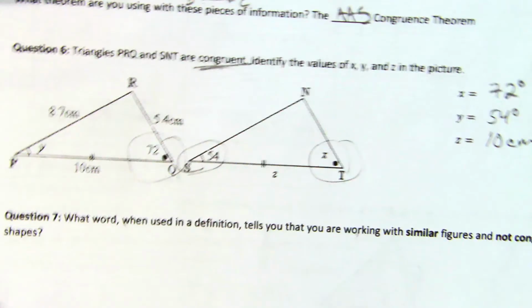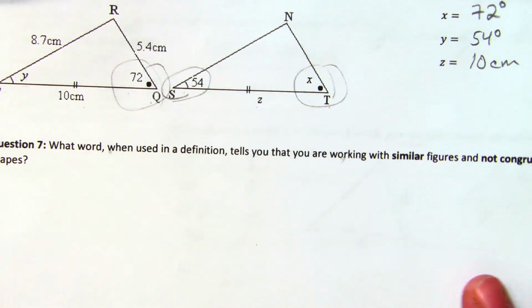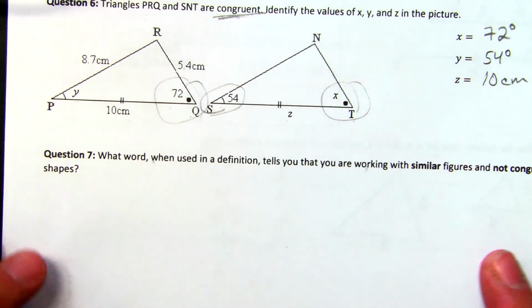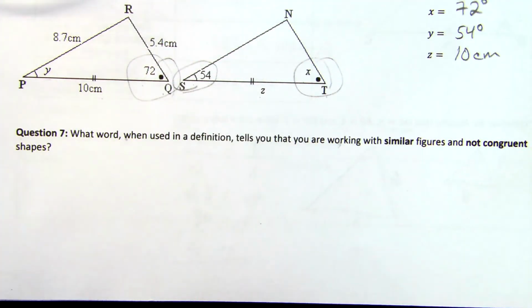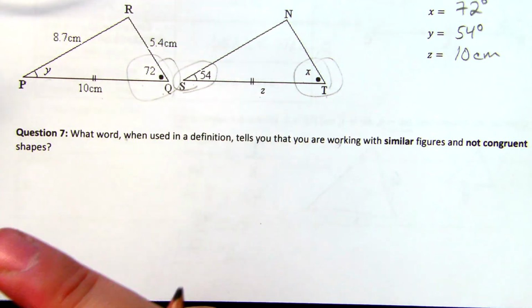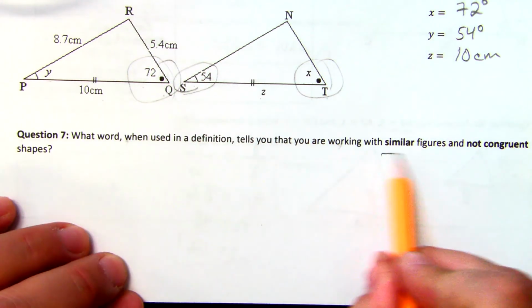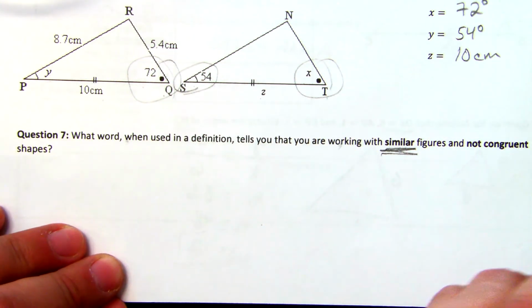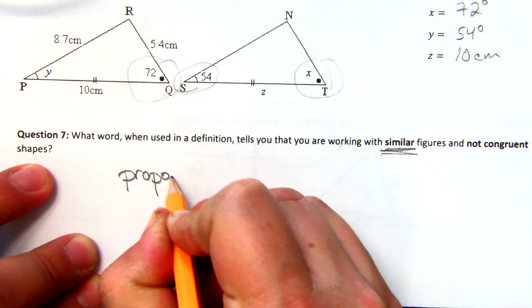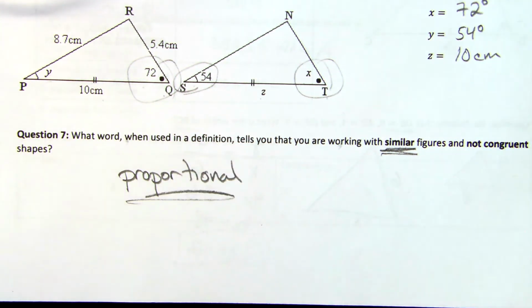That's easy. What word used in a definition tells you that you're working with similar figures and not congruent shapes? Yeah, this is a little tricky if you haven't thought about it, but when we talk about congruence, we're always saying that some angles are congruent, or some sides are congruent. When we're talking about similarity, we'll be talking about angles being congruent and sides being proportional. So whenever you see proportional, you can pretty much guarantee you're talking about similarity.